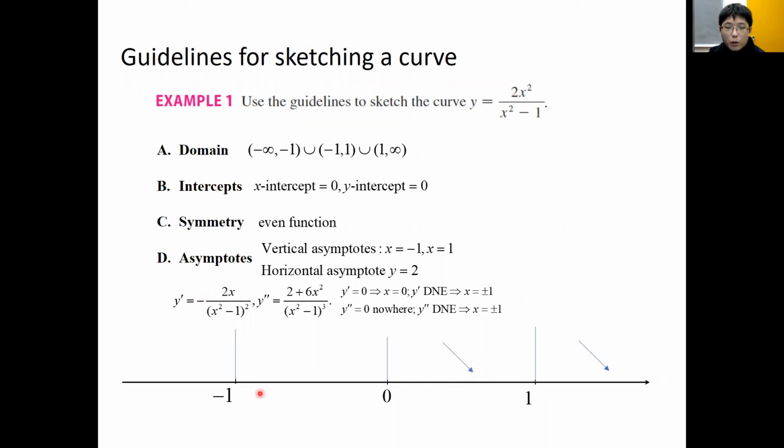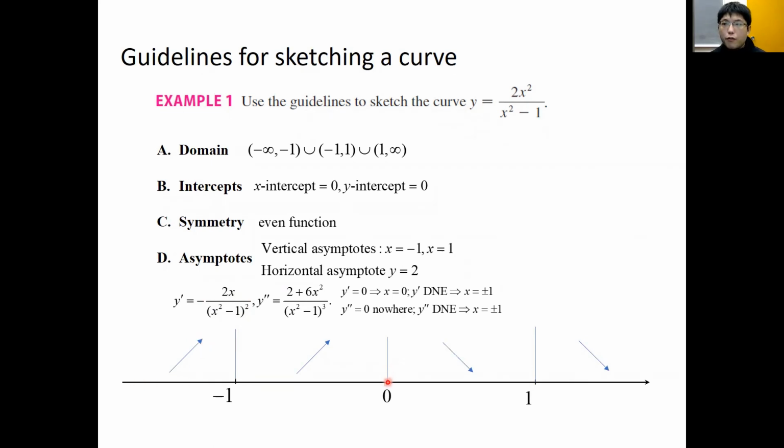Okay, so between minus 1 and 0, the denominator is positive while the numerator now becomes negative. Together with the negative sign in the front, we see that y prime is positive. So the function is increasing. Similarly, when x is less than minus 1, the same situation applies, so the function is still going to be increasing in this interval.